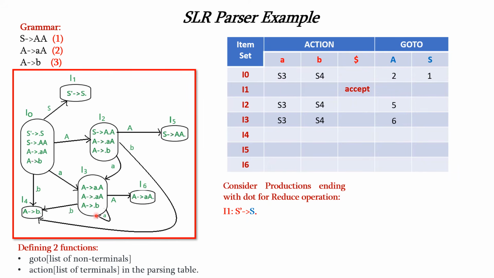In I3 also no production ending with dot. If we consider I4, it is A tends to B dot, and I5 we have S tends to AA dot, and then I6 we have A tends to AA dot. So thus we have written all the productions which end with dot.